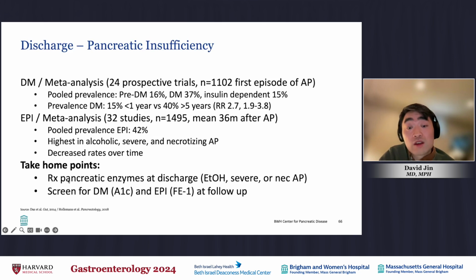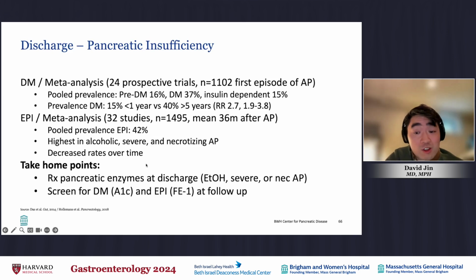The take-home point here is that in some patients, especially those with severe necrotizing pancreatitis, they should probably be discharged on pancreatic enzymes. And all patients with pancreatitis should be screened for diabetes and exocrine pancreatic insufficiency at follow-up.